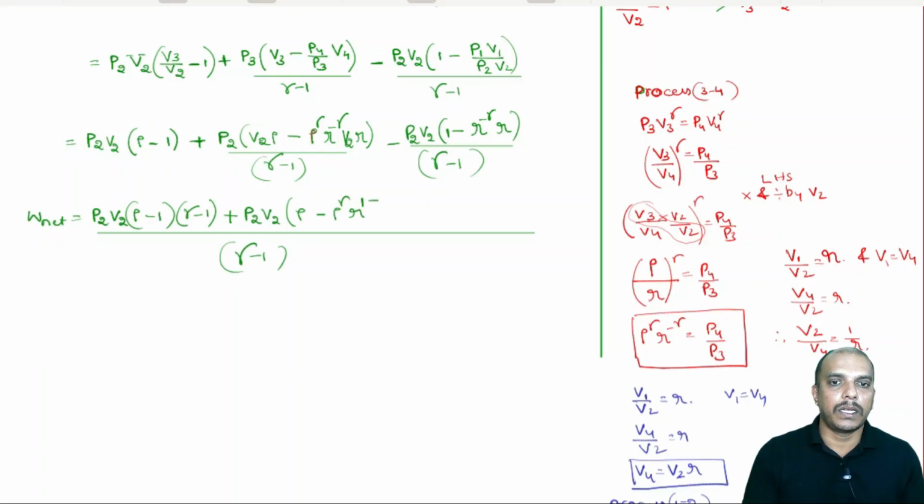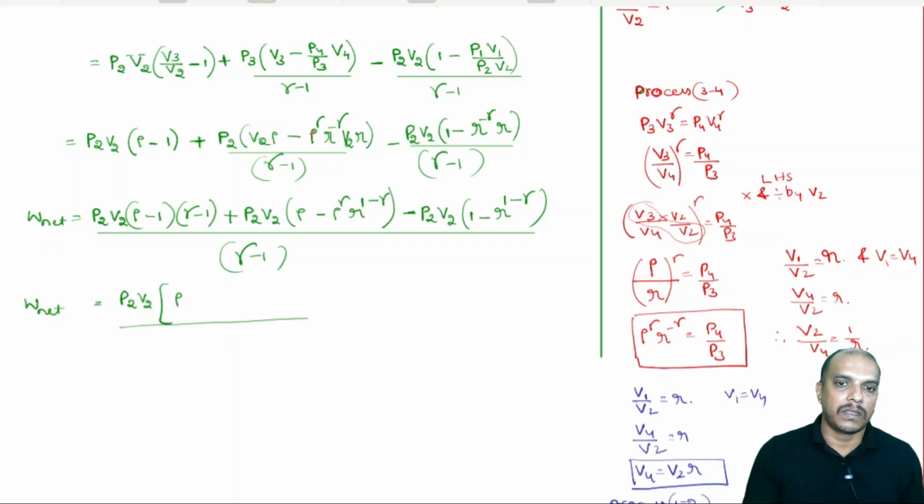So that will be, if you add the powers, R power 1 minus gamma, minus P2 V2 into 1 minus, if you add the power here also, R power 1 plus R power minus gamma. So if you add the power, it will be R power 1 minus gamma. So now I can take W net is equal to, I can take P2 V2 common for the complete terms. We will have this gamma minus 1 in the denominator.